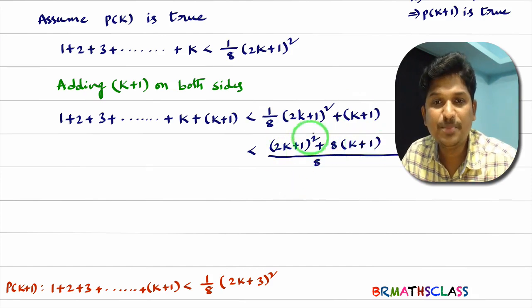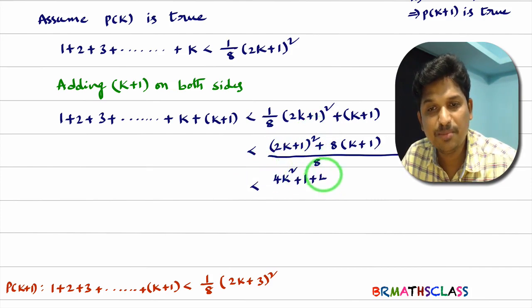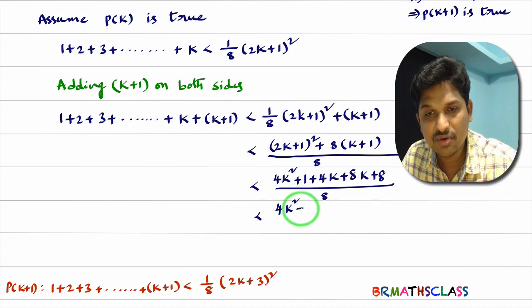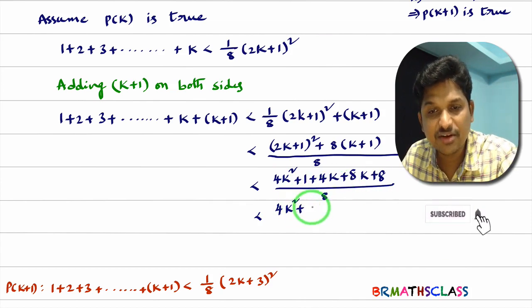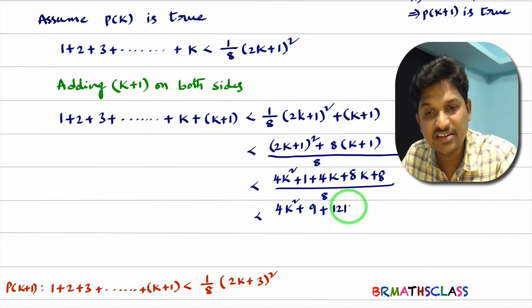Now expand this (2k plus 1) whole square: 4k square plus 1 plus 4k, plus 8 into k plus 1, multiplied with 8, that is 8k plus 8, divided by 8. And I'll simplify this a little bit further. 4k square plus 1 plus 8, 1 plus 8 is 9, plus 4k plus 8k, that is 12k, divided by 8.